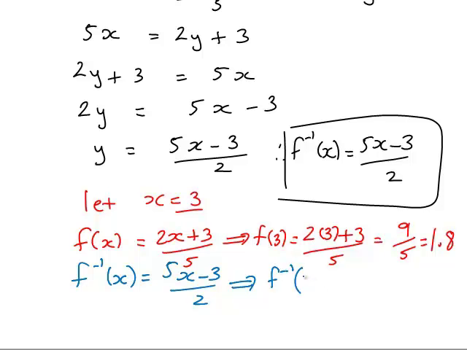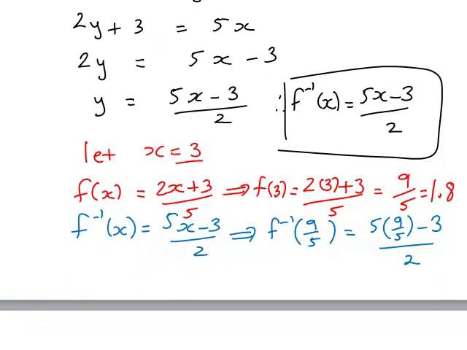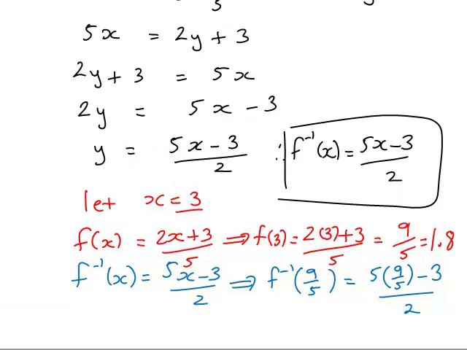f inverse of 9/5 is going to be equal to (5 times 9/5 minus 3) divided by 2. What does that work out to be? That's going to be 5 times 9/5, which is just 9, minus 3, divided by 2, which is 6 divided by 2. Sure enough, that's equal to 3. So we saw that f of 3 was equal to 9/5, and then going back the other way, applying the inverse function to 9/5, we got back to 3. That same property would happen for any value of x we used in that way.